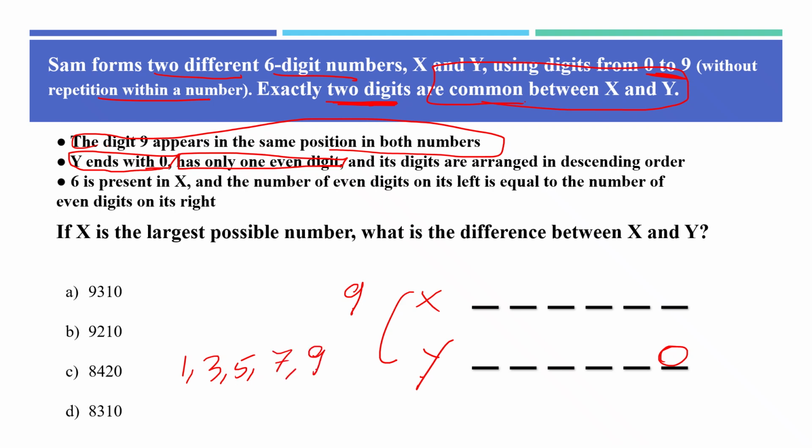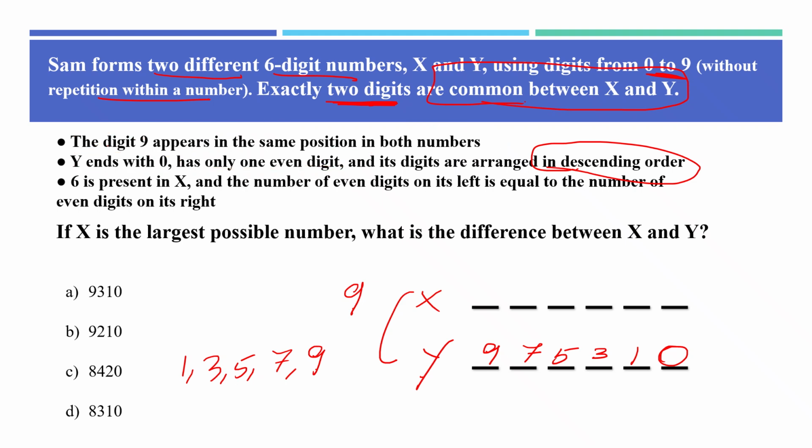Okay, and its digits are arranged in descending order. Sounds good. So this is going to be 9, 7, 5, 3 and 1. So I have the number Y, and since 9 is in the same place, as you see, the digit 9 appears in the same position. So let us give 9 the first digit.